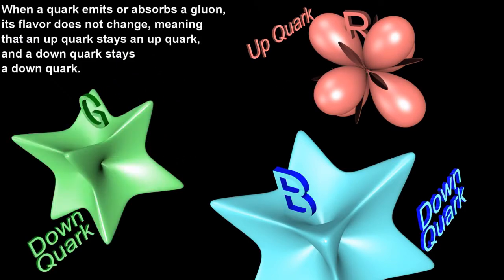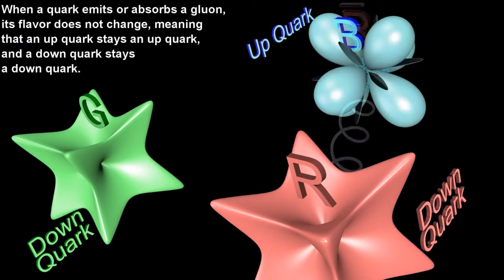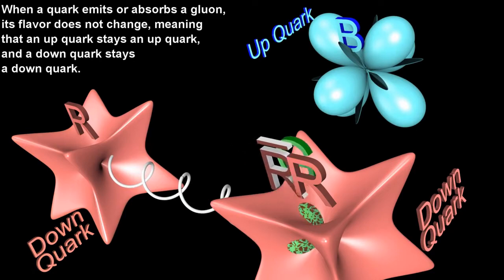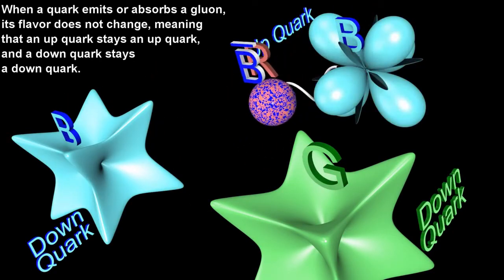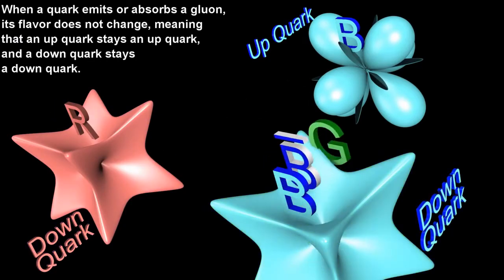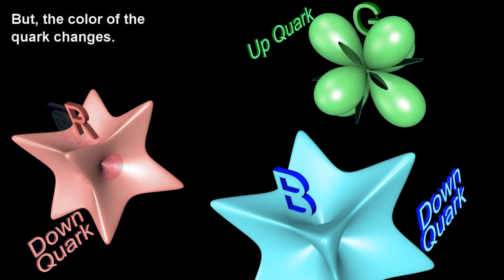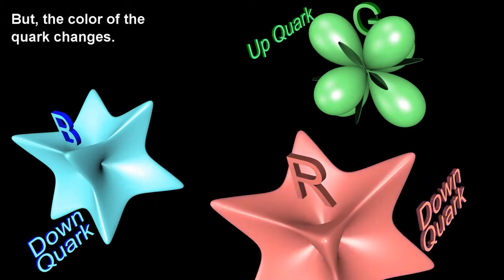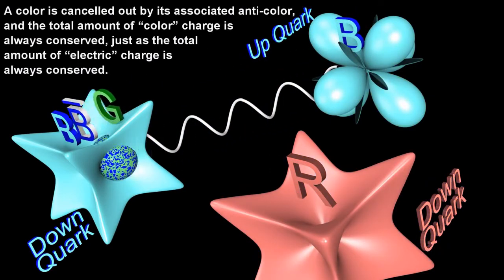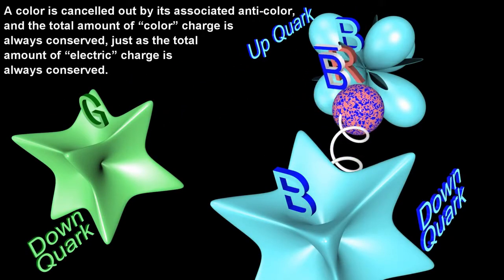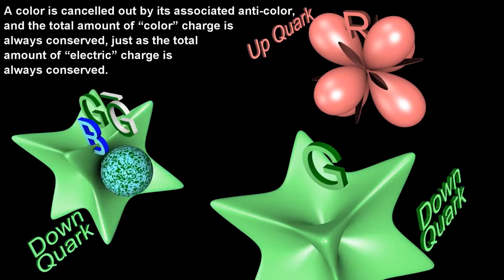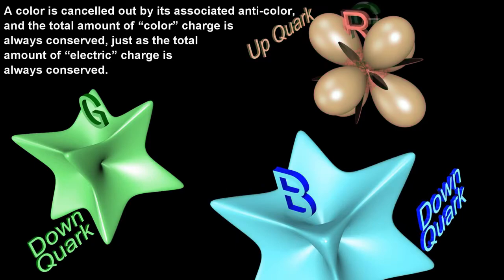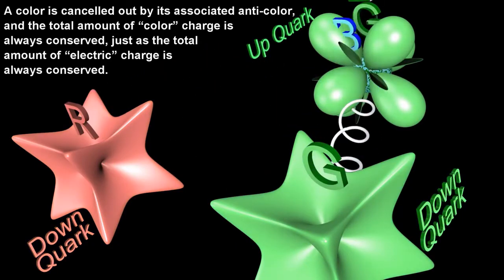When a quark emits or absorbs a gluon, its flavor does not change, meaning that an up quark stays an up quark and a down quark stays a down quark. But the color of the quark changes. A color is cancelled out by its associated anticolor, and the total amount of color charge is always conserved, just as the total amount of electric charge is always conserved.